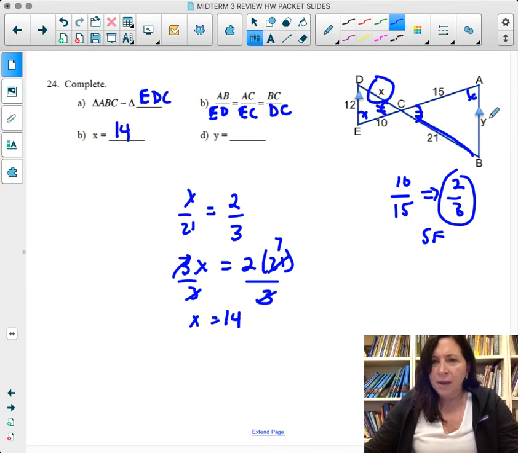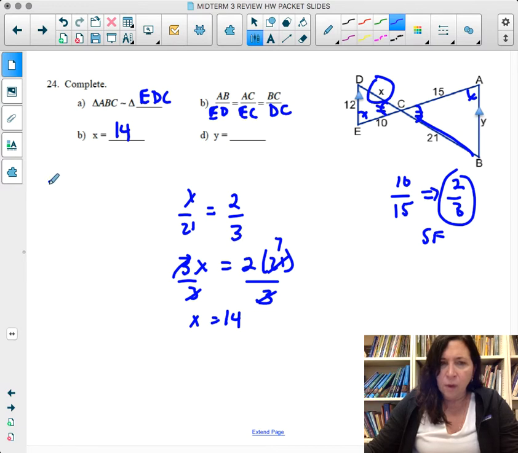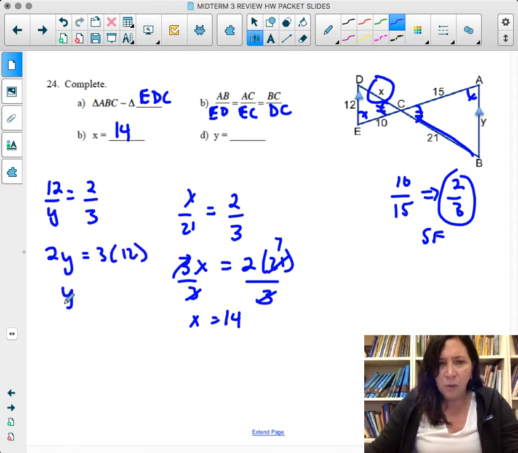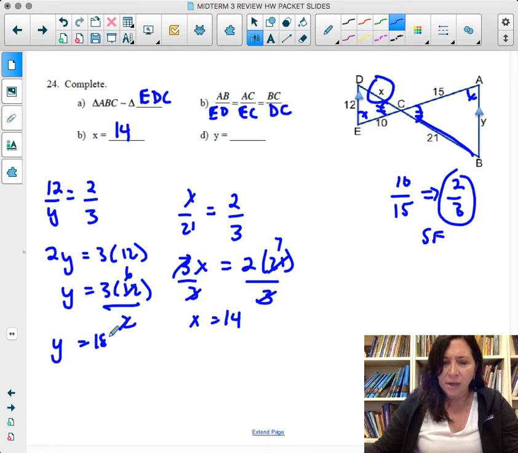And I need to find y. So here's y again. So I can say 12 is to y as the scale factor, 2 is to 3. Cross multiply. 2y is equal to 3 times 12. y equals 3 times 12 divided by 2. So y is equal to, 2 cancels into there 6. 6 times 3 is 18. Okay.